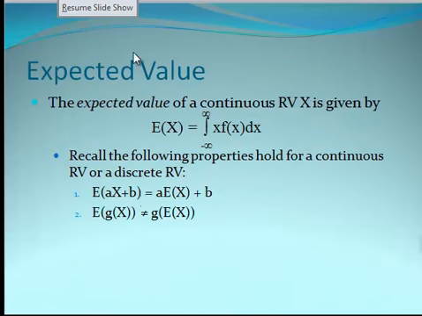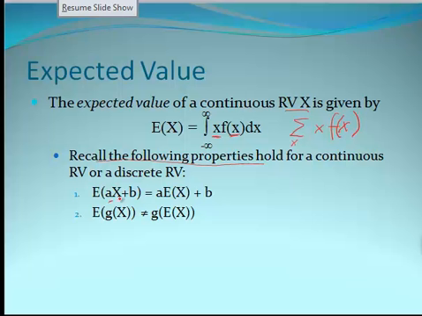So expected value. The expected value of a continuous random variable x is given by, well, now remember before when we were calculating expected value for discrete functions, we took x times f of x and summed it up over all the x's, and that's how we found the expected value. This is very much like that. We're taking the x at that particular point times the probability distribution function, and if you recall, the following properties will hold.